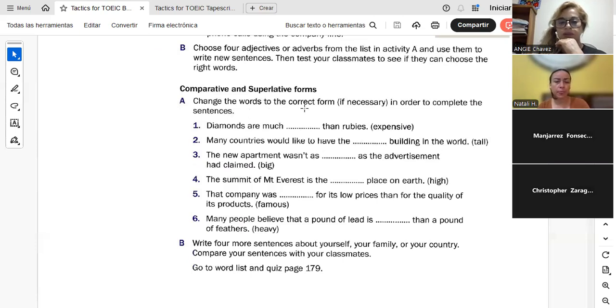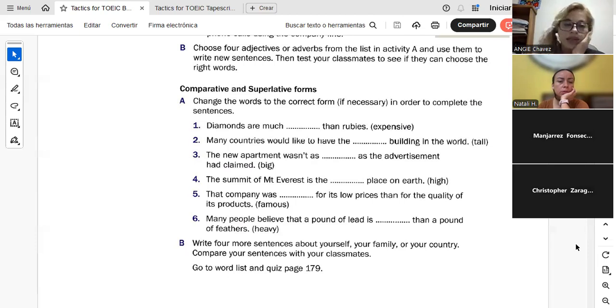Okay. Comparative and superlative forms, guys. Change the word to the correct form if necessary, just in case, in order to complete the sentences, right? With the adjective we have in brackets. More expensive. Diamonds are much more expensive than rubies. Much more expensive, of course. Easy peasy. Then the tallest building. The tallest building.